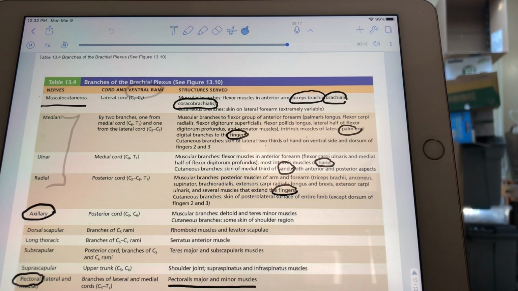That's all that's popping for me. And I have to be able to list it. Oh, okay. So I have to be able to list two of these three. Two of the list of three: median, ulnar, and radial.